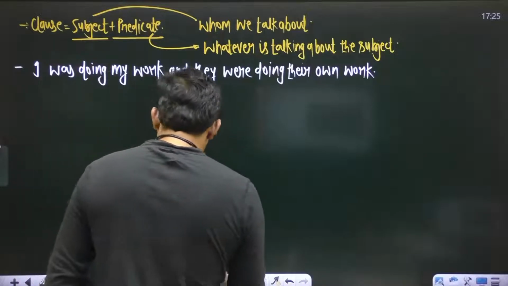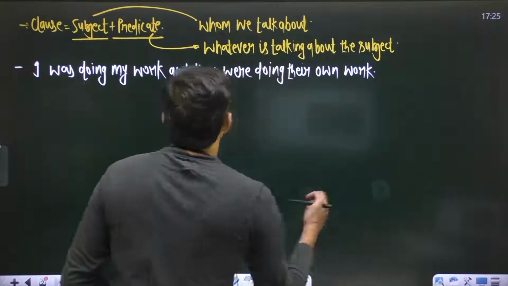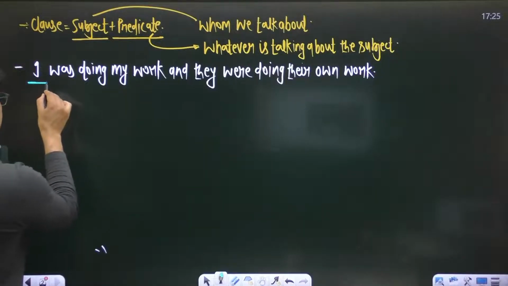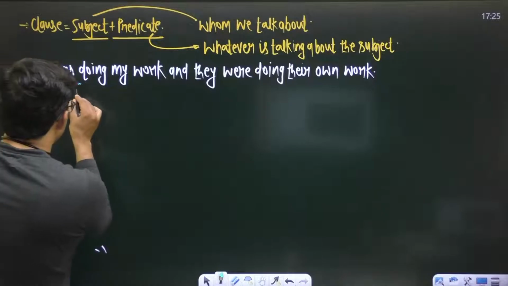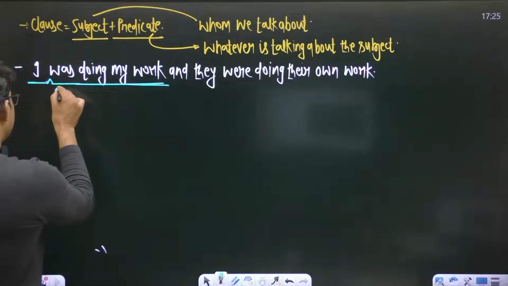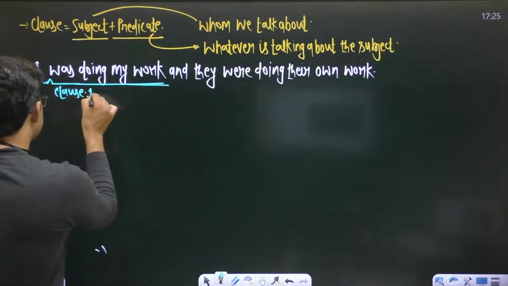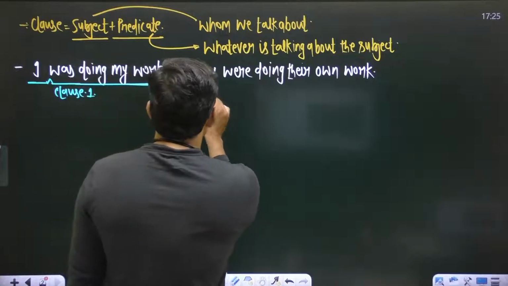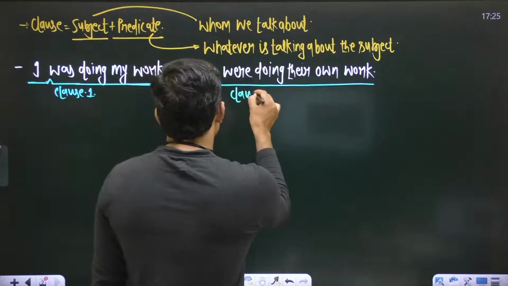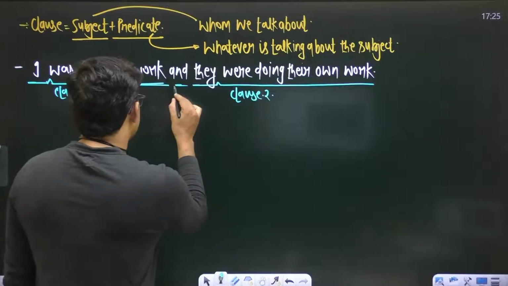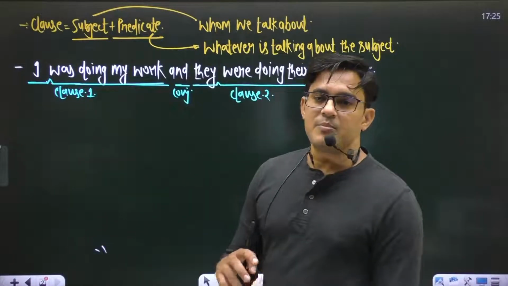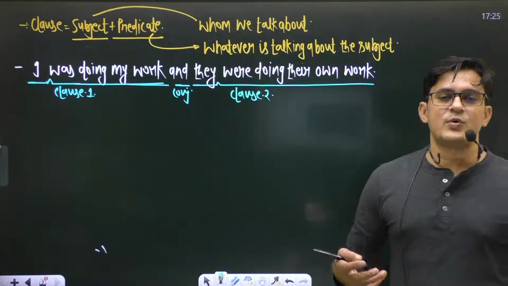In this sentence, you know it very well, the word I is a subject, and the rest of the words, was doing my work, are the predicate. Subject plus predicate collectively becomes a clause. This is the first clause, and again they is a subject and the rest of the words are the predicate. This is the second clause, and the word and is a conjunction which is used to connect more than one clause.